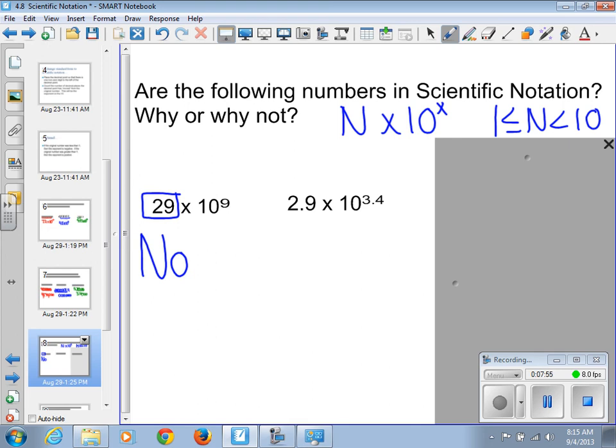I look at this one. Well, 2 and 9 tenths definitely fits our criteria. However, our exponent with 10 is not an integer. So this would be a no as well. And just to clarify, we say the exponent is not an integer.